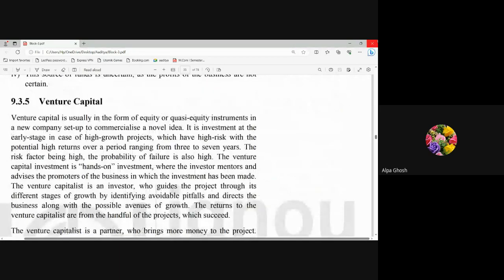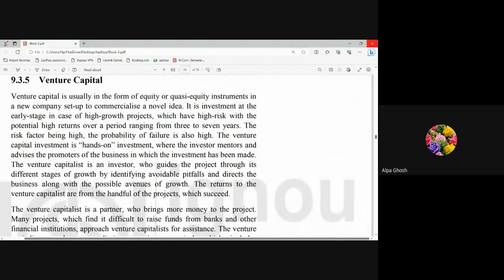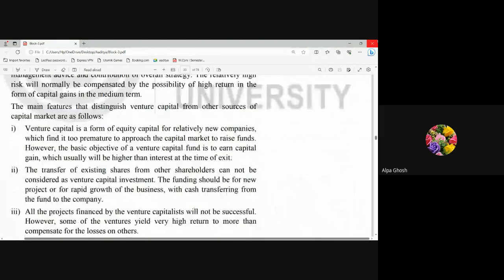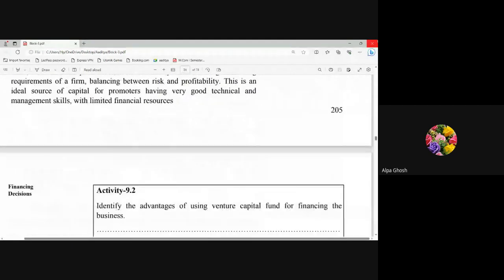Venture capital is a form of investment where the angel brokers, the investors, make investment through equity shares so that they can become the owners of the company where the investment is made.